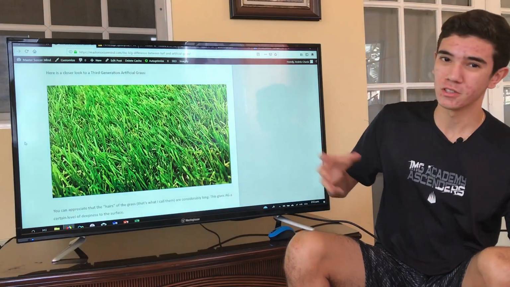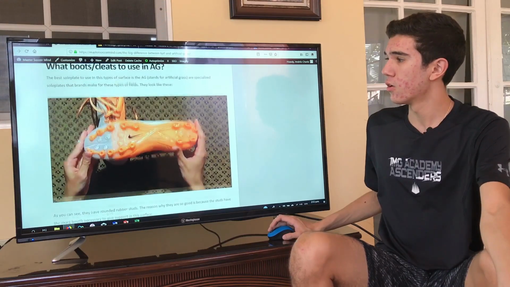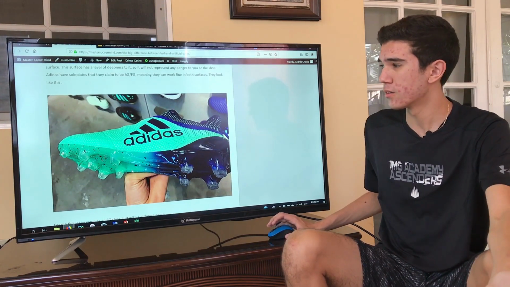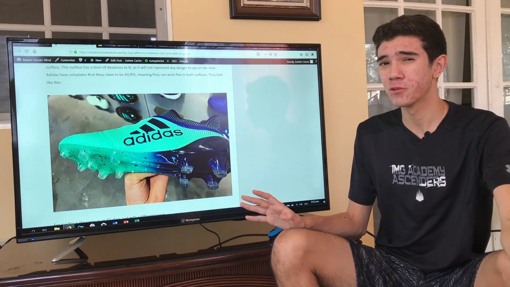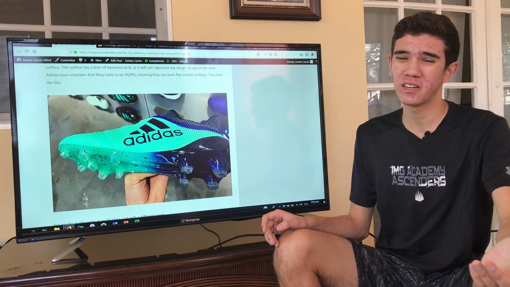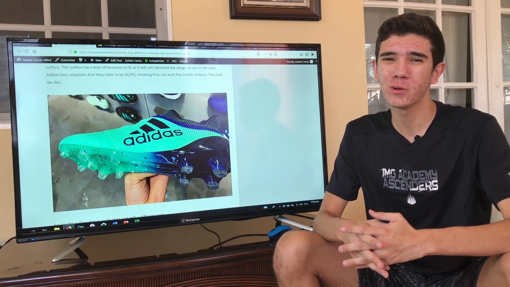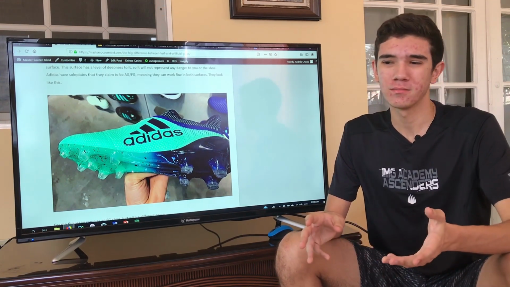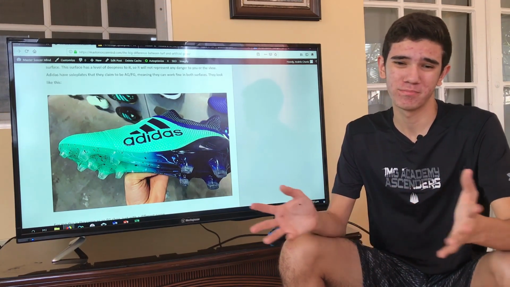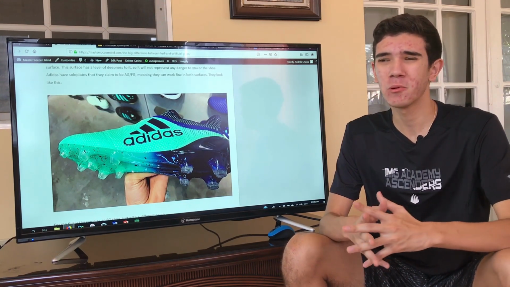And you need to differentiate between artificial grass and turf. Another sole plate that you can use is FG. FG stands for firm ground. You can use FG on natural grass and on artificial grass. Just that I wouldn't do it. I've done it because here in my country most of the pitches are artificial grass pitches, but I have to say that it's quite uncomfortable.